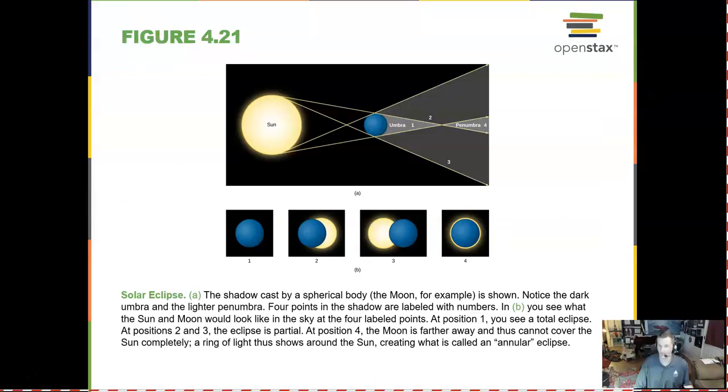A solar eclipse is when the Moon completely blocks out the Sun and casts a shadow onto the Earth. We will have a total solar eclipse again in 2024. We had one in 2017.